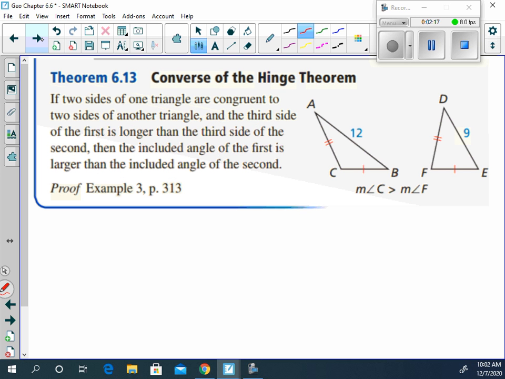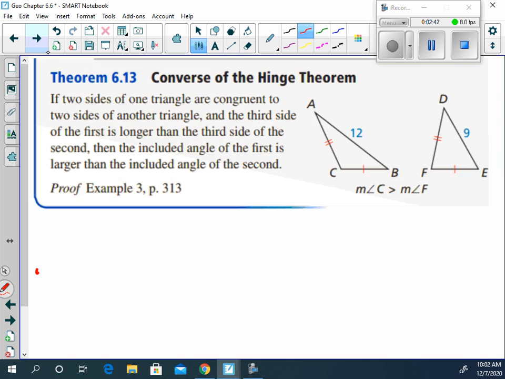Now, the converse of the Hinge Theorem: if I have two triangles with two sets of congruent sides, the angle opposite the bigger side is going to be bigger than the angle opposite the smaller side, which is essentially the same thing. We're just going in reverse. That's it. Good.